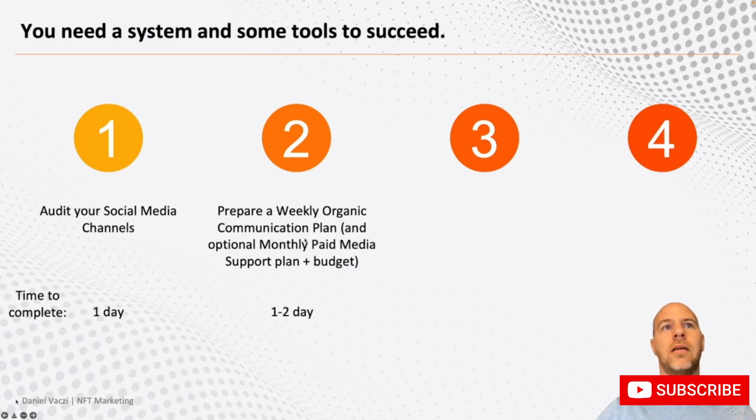Step 2, prepare a weekly organic communication plan and optional monthly paid media and support plan and budget. Preparing such a plan should take about 1 or 2 days, because you need to understand what you have at your disposal, what content you can use, and I'll show you what type of plan you can actually use to create a communication plan. And I'm going to show you as well how a monthly paid media budget looks like, a simplified version, of course. So that roughly takes 1 or 2 days.